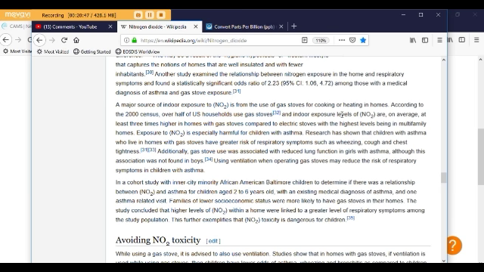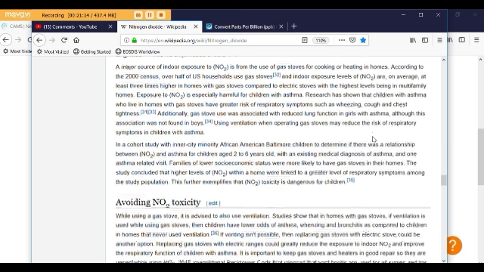According to the 2000 census, over half of U.S. households use gas stoves, and indoor exposure levels of NO2 are on average at least 3 times higher in homes with gas stoves compared to electric stoves, with the highest levels being in multifamily homes. Exposure to NO2 is especially harmful for children with asthma.